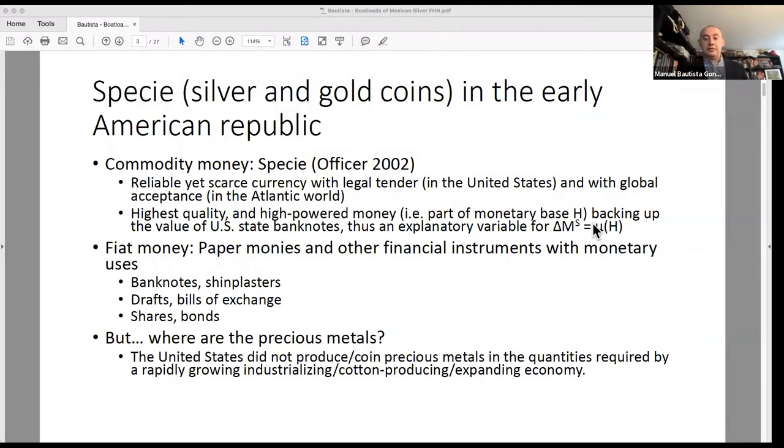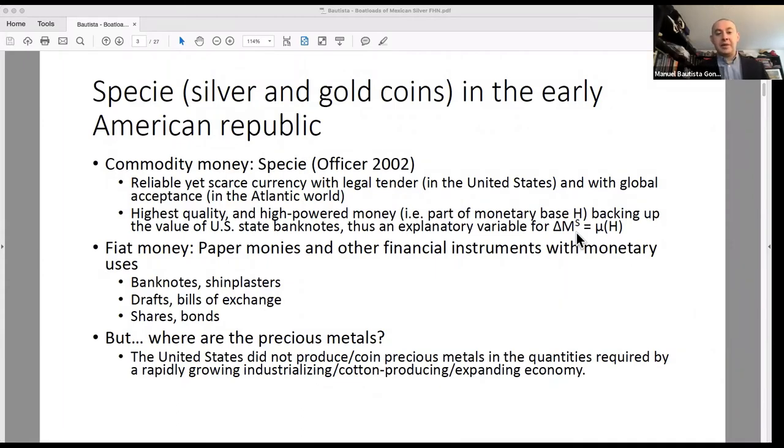So the role of specie is that specie was the highest quality and high powered money. And thus looking at its flows and correlating it with other variables such as banking performance and then macroeconomic performance could give us some insights into how what economists call the monetary base, or H, impacts the monetary supply, and thus it might become an explanatory variable for aggregate macroeconomic performance.